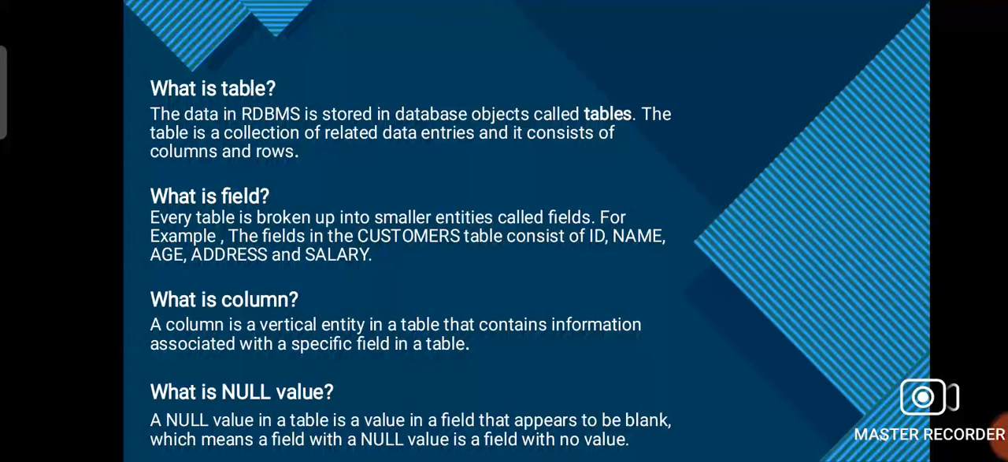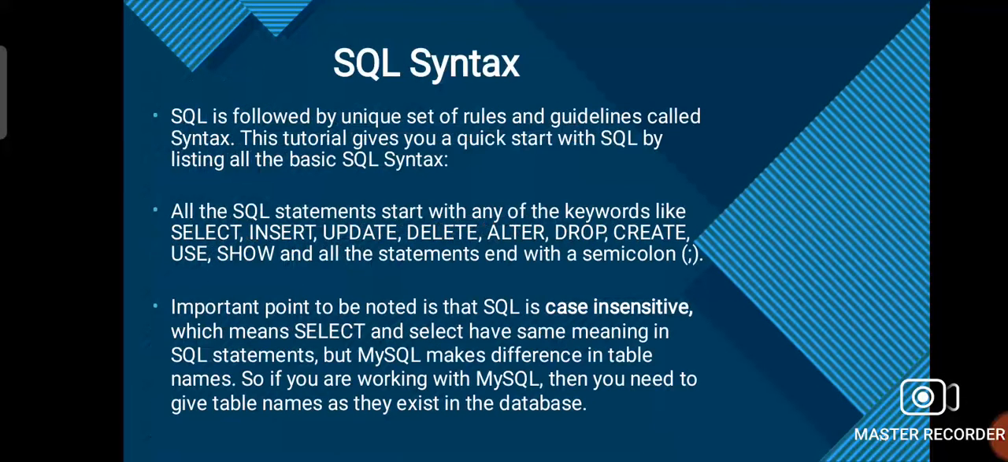For example, in a customer table, we can imagine one field consists of the value either for the customer ID, customer name, or any one of the customer's age, address, or salary. Now we will use this term null value. Null value means if a field has no value, it will be considered as a null value.